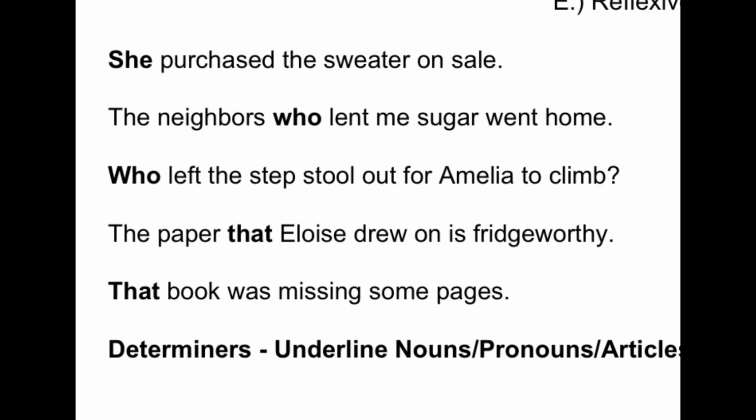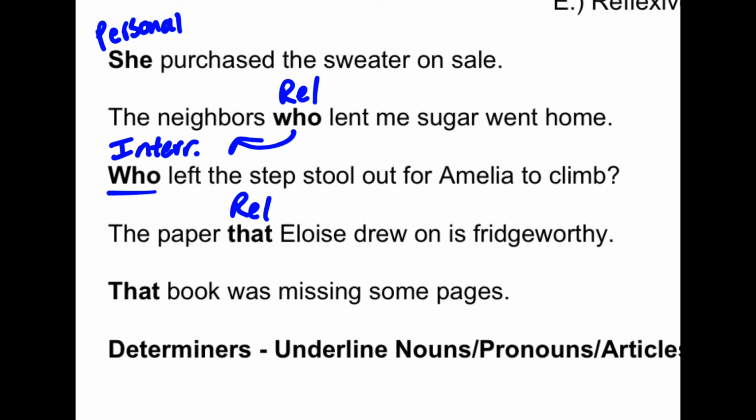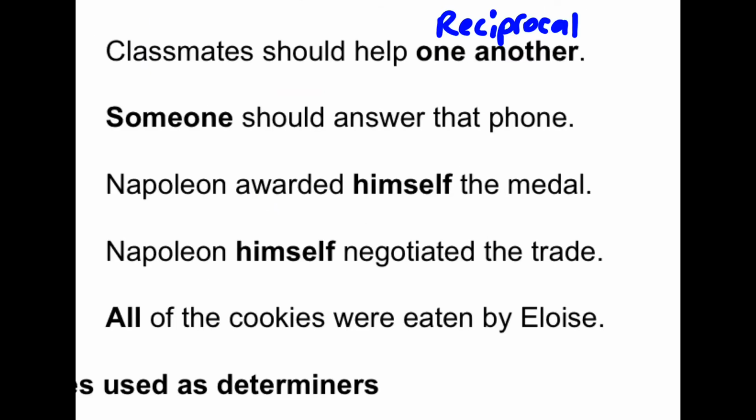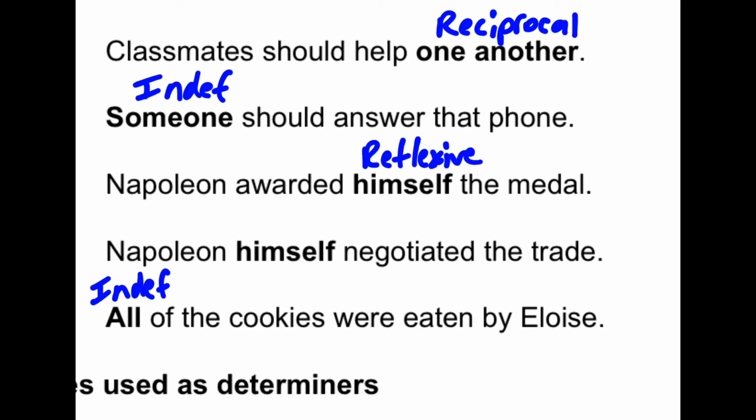Let's classify some pronouns. She is a personal pronoun. Who here is a relative pronoun. Or in the next one, it's an interrogative pronoun. That can be a relative pronoun like here. It can also be a demonstrative pronoun, as in that book was missing. One another is a reciprocal pronoun. Someone is indefinite. So is all when we're talking about indefinite pronouns. Himself, used as the direct object, is reflexive. And himself, emphasizing the subject, is considered intensive.